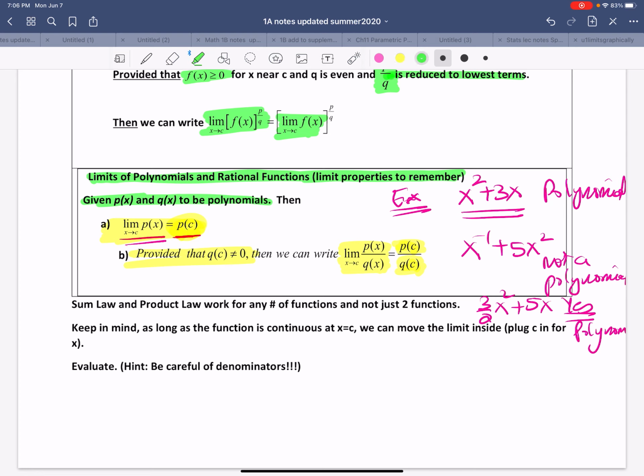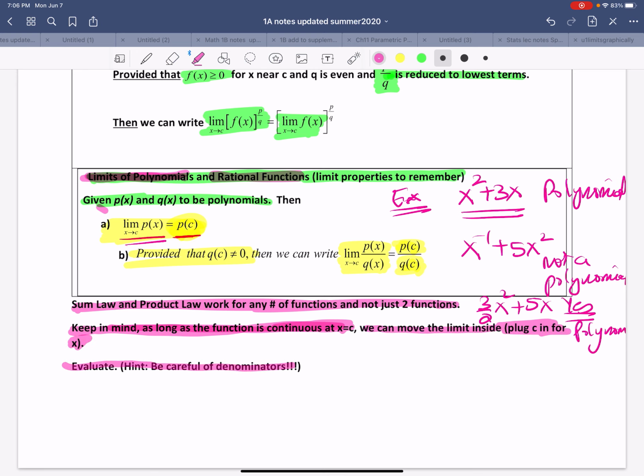Another note: the sum law and the product law work for any number of functions, not just two functions. Also keep in mind, as long as the function is continuous, which will be your polynomial and rational functions. Rational functions are continuous as long as the denominator is never 0. Polynomials are always continuous. As long as the function is continuous at x equals c, we can just move the limit inside, which means we can plug c in for x.